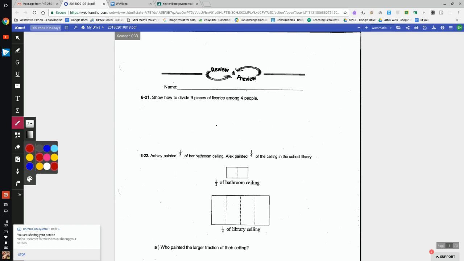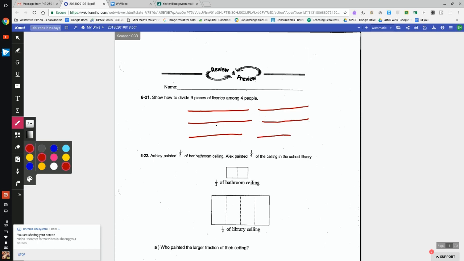I guess I'll use red here. If I had 9 pieces of licorice, put them in lines of 3 here. So there's my 9 pieces of licorice, and I want to divide them among 4 people. So first, I can do the math. If I have 9 pieces to distribute through 4, I know 4 goes in the 9 2 times. I have 1 left over out of the 4 pieces. So basically, we're showing that every person's going to get 2 1/4 of a piece.